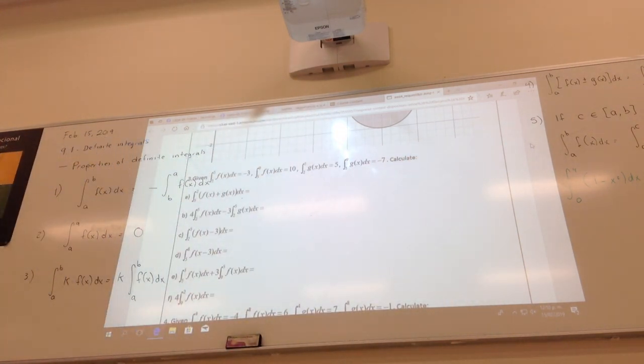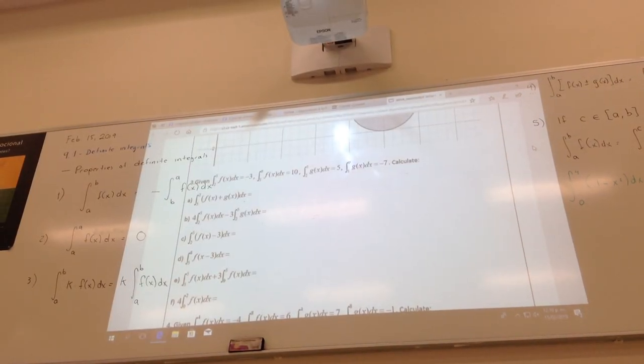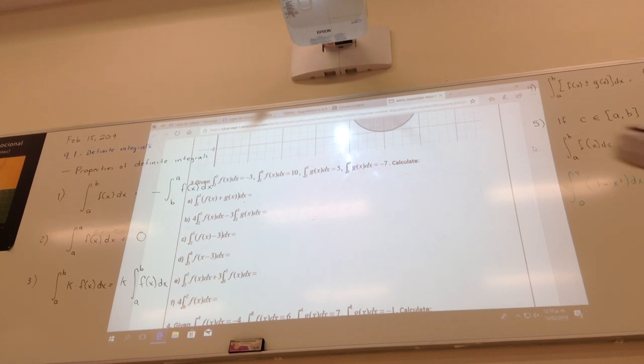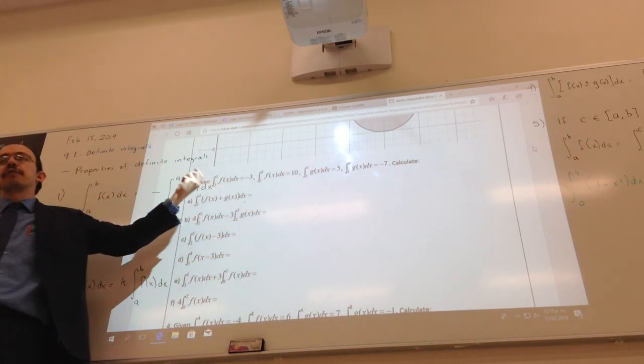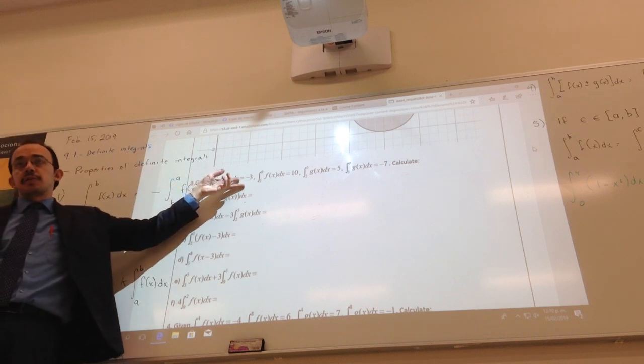Okay. For number three, it says, given that the integral from 2 to 5 of the function f, which I don't know which function is going to be, but it's function f, is equal to minus 3. The integral from 5 to 9 of the function is 10. The integral from 2 to 5 of the function g of x is 5. The integral from 5 to 9 of the function g of x is equal to minus 7. What does that mean? It means that we don't have the functions, but we have the solutions of the integrals of those functions at those values.